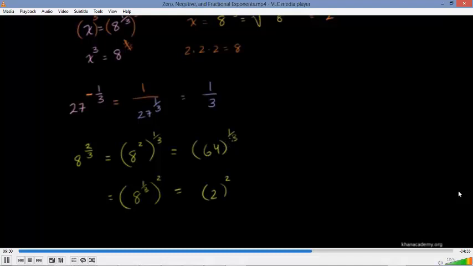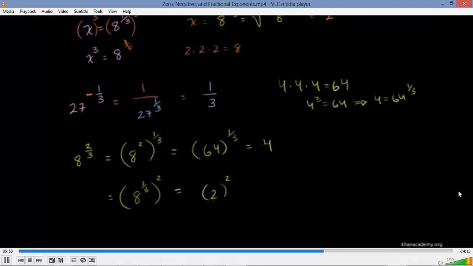Now what is 64 to the 1/3? What times itself 3 times is equal to 64? Well, 4 times 4 times 4 is equal to 64, or 4 to the 3rd is equal to 64, which means that 4 is equal to 64 to the 1/3. So this is equal to 4.